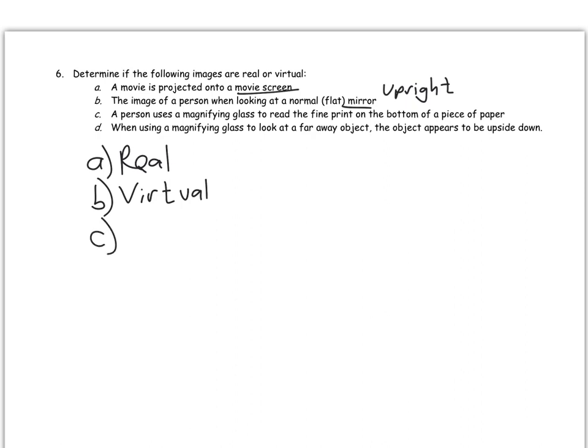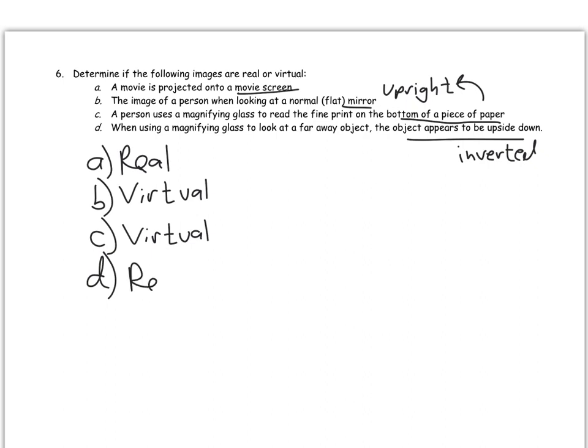A person using a magnifying glass to read the fine print at the bottom of a paper, same idea as this previous one, that also is going to be an upright image. If you're looking at something that's close to the magnifying glass, it doesn't flip it upside down. It does when it's far away, but up close it doesn't. Therefore, it's a virtual image because it's still upright. And then we look at the opposite situation, using a magnifying glass to look at something far away, when it appears to be upside down. Since that image is inverted, we know that inverted images must be real.